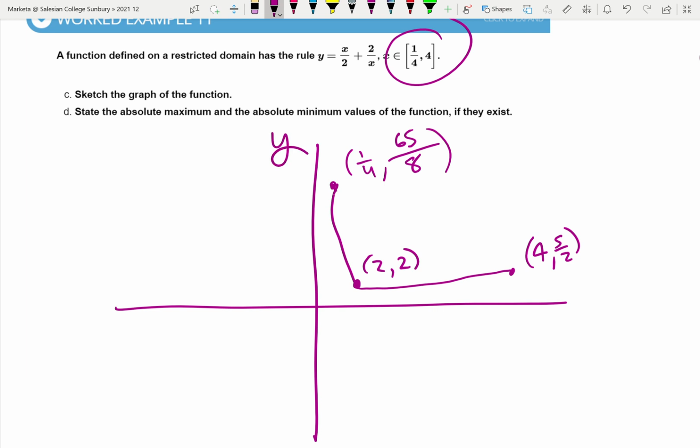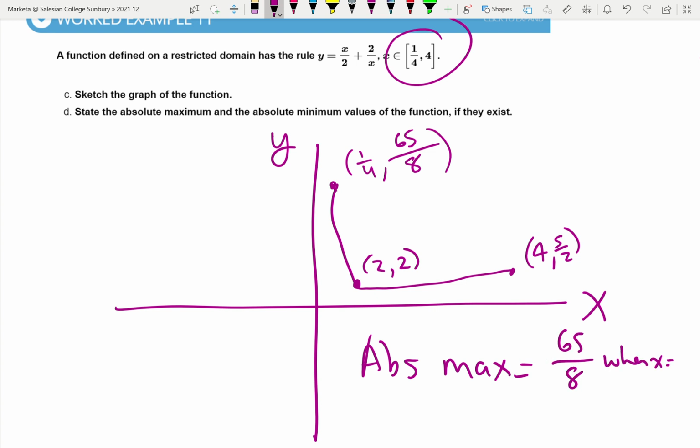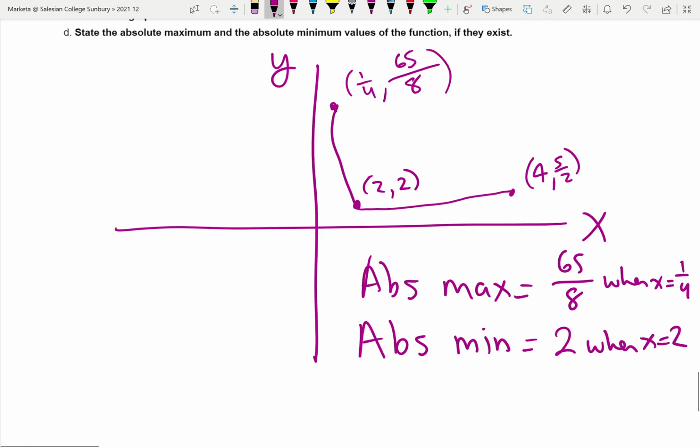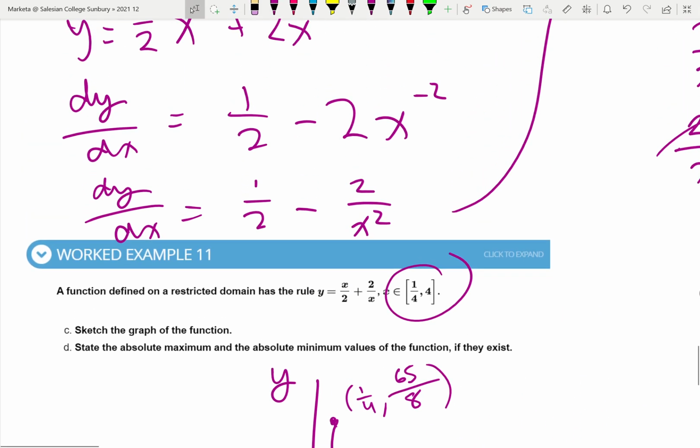And, well, we should label the axes. The absolute maximum is the y value where we are a maximum. So the absolute maximum is 65 on 8. And you can say when x equals 1/4 if you like, but really that's not necessary. The absolute maximum refers to the y value. So you should not put the point. That would not be correct. The absolute minimum refers to the y value that is the lowest on the graph, and that is 2, when x also equals 2. And that, I believe, is the end of the worked examples.